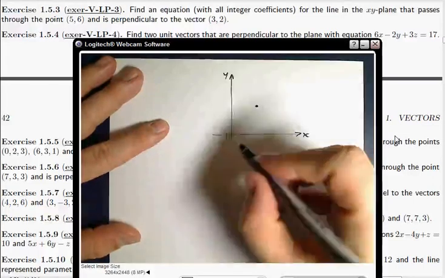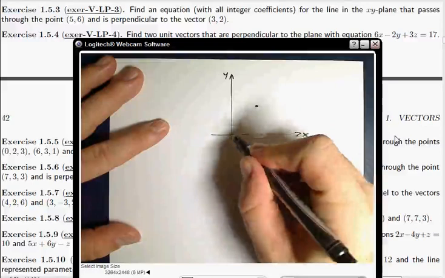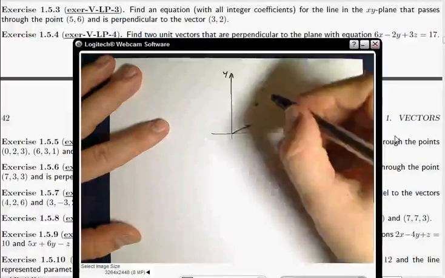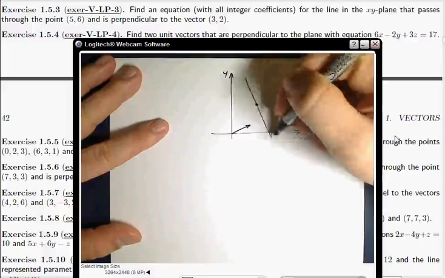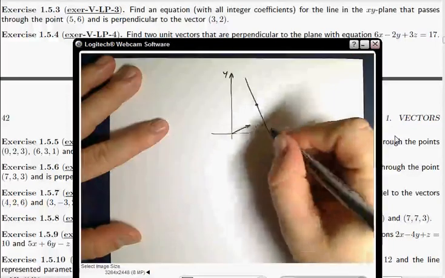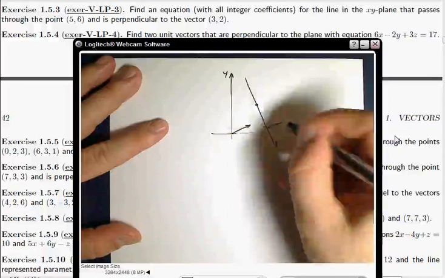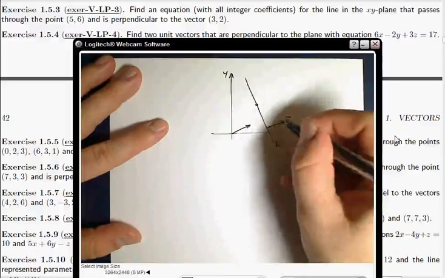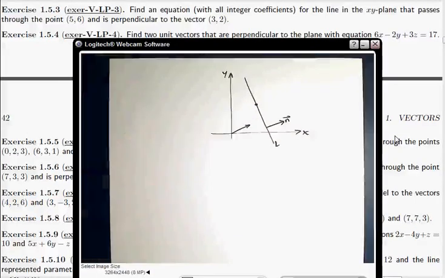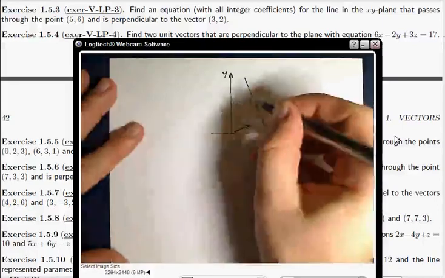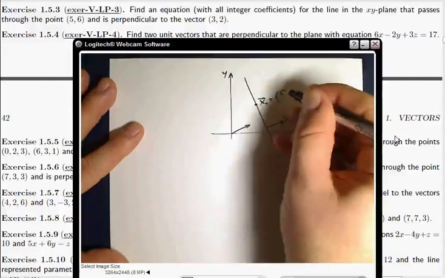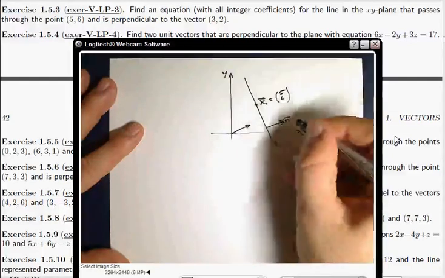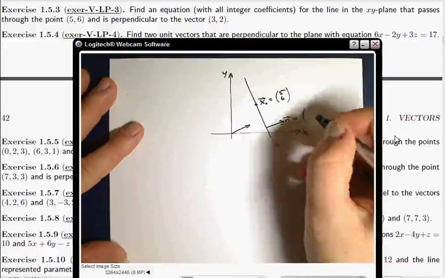So 3, 2 is about like that. The line that I'm looking for is a line like that. There's our normal vector, there's our line. Does that make sense? Everybody on board? I'm going to call this point x naught because we're going to use it as the x naught. This is 5, 6, and the normal vector here is 3, 2.